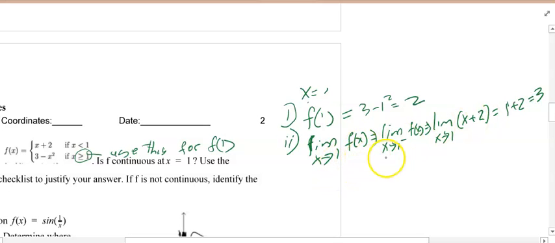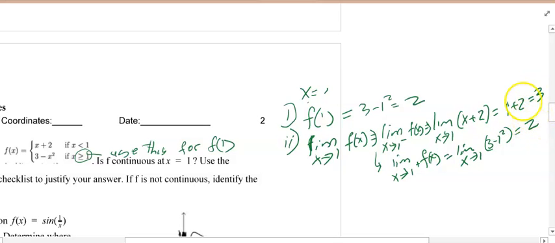And then let's do the limit as x approaches 1 from the right. F of x is going to be the limit as x approaches 1 of your other function, which is 3 minus 1 squared. We already did that and found that it was equal to 2. So is 3 the same as 2? No, so this is not continuous.